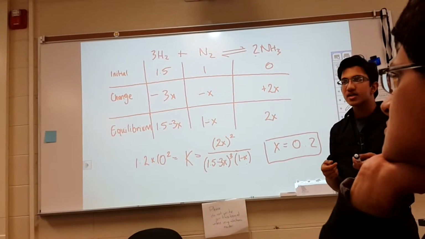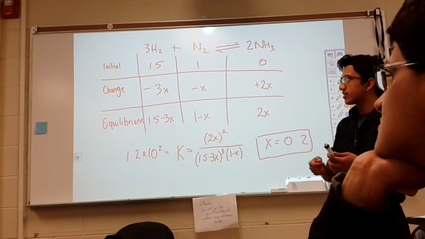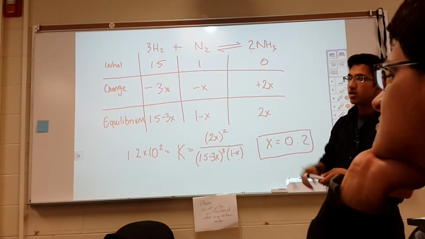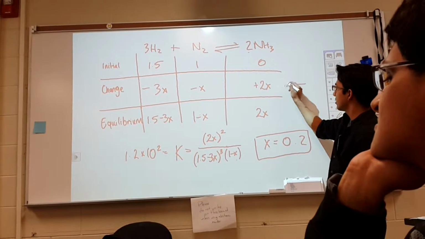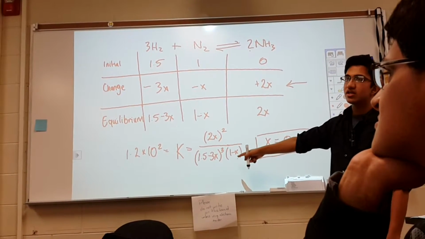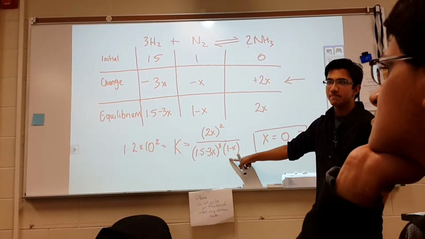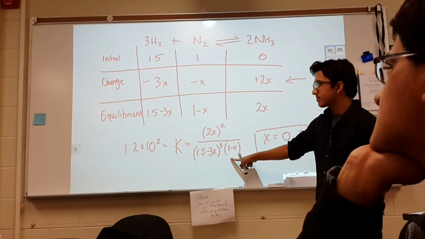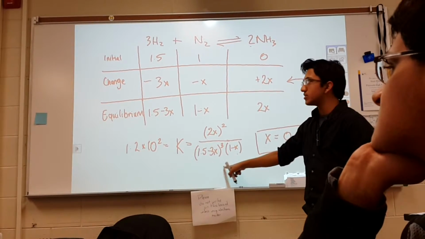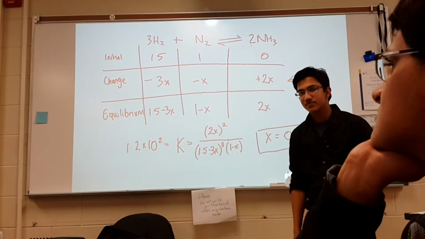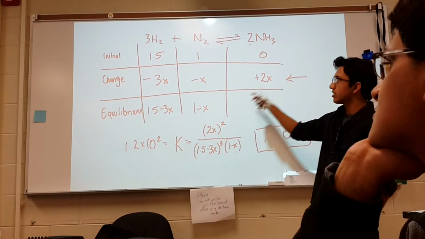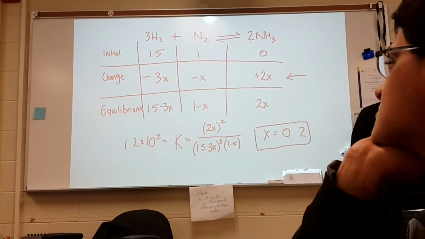Do you see why it's complicated? You're expected to bring in a whole lot of things. You need to know how to do an ICE chart. You need to bring in the stoichiometry. You need to do really complex high-level math, like multiplying and dividing. And then finally, you need to plug stuff back in. On top of the whole knowing how equilibrium works.